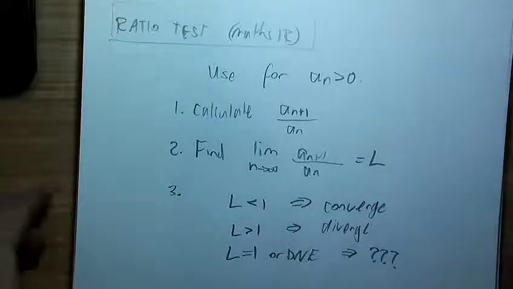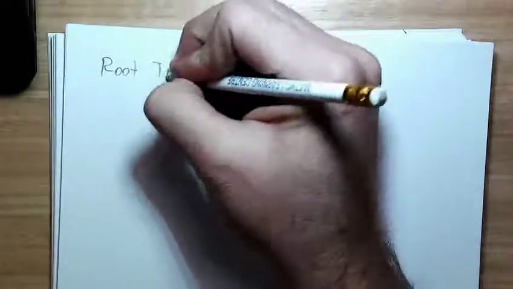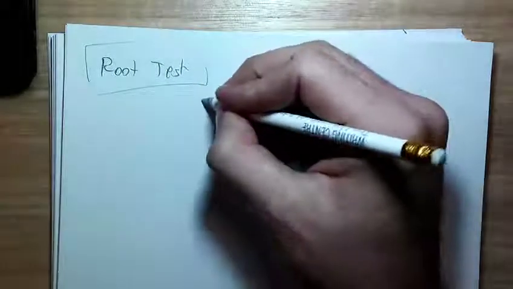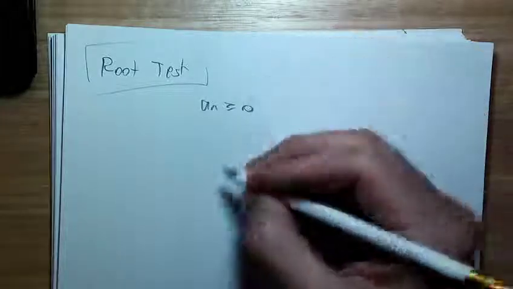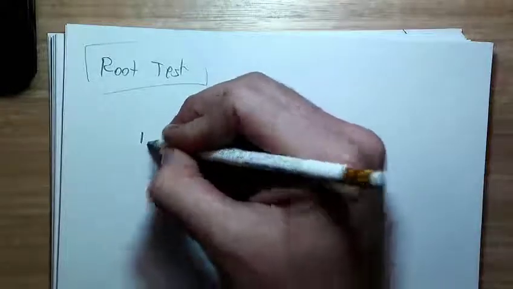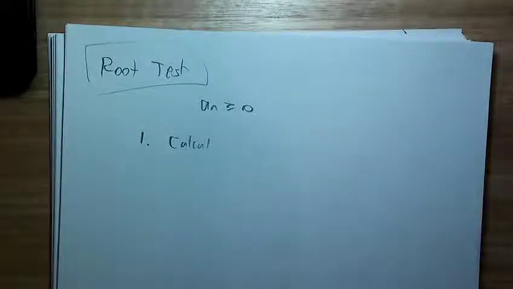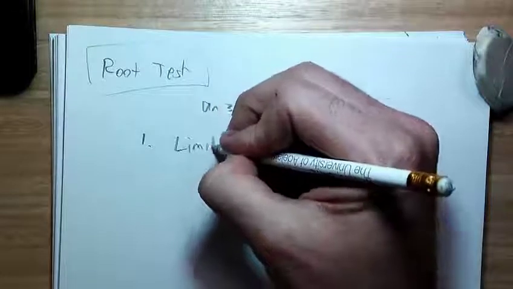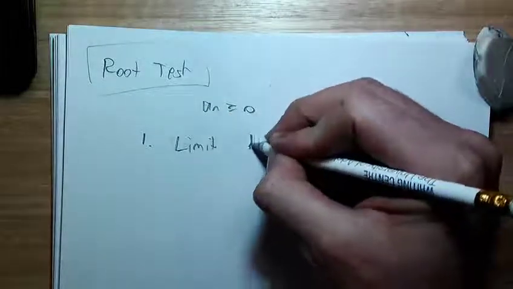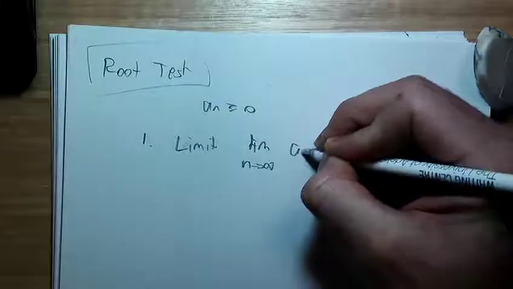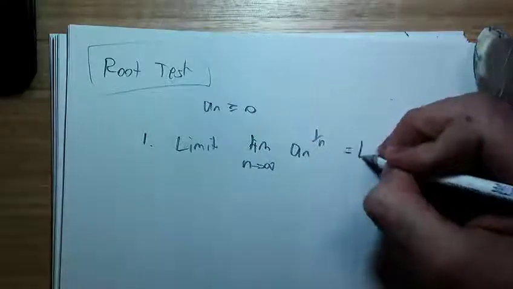So, yeah. And now we're finally up to the root test. So now a_n is greater than or equal to 0. So step 1, well, I don't know if this is a thing that we can even do, but we want to do the limit of the n-th root, n to the 1 on n, of a_n. And it'll come out to an answer.